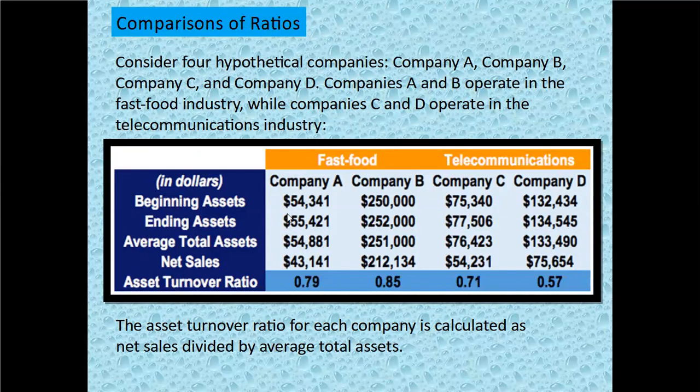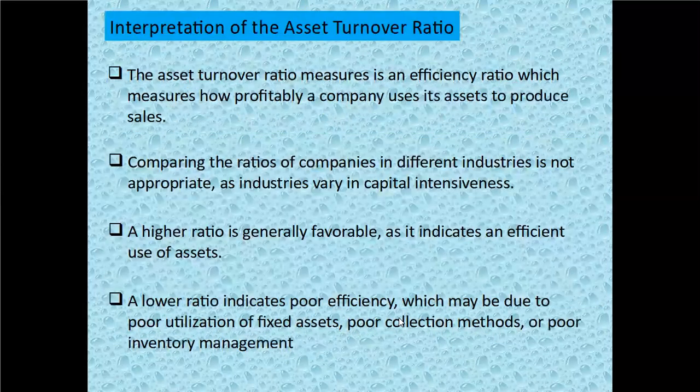So for the beginning of the year we have assets, and then ending year assets, and average total asset, which is just summing and dividing by 2. Then you have net sales, and then just divide net sales by average total assets, and here you have the values. Now again, as I said, you can't compare companies from two completely different sectors. That won't make sense. Make sure that you do that within the sector.